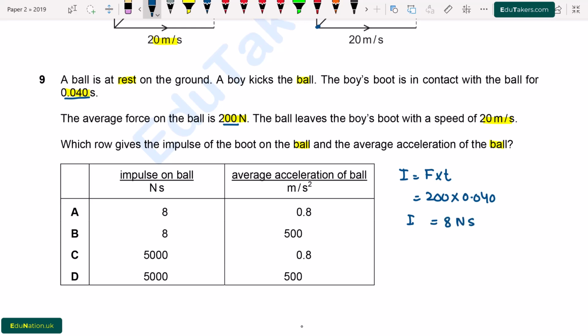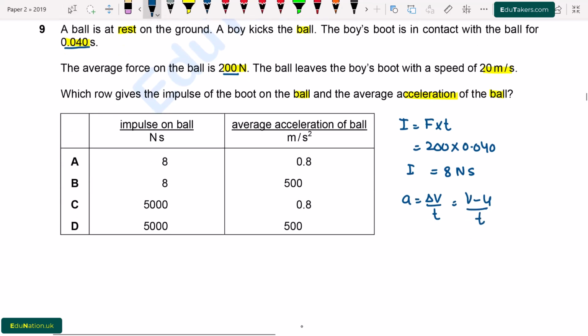Next we also have to find out the average acceleration. According to the definition of acceleration, a is equal to delta v over t, where delta v is the change in speed, that is (v minus u) over t. Here the speed is given 20 meter per second, minus the initial speed is 0 because the ball is initially at rest. So here it will be 20 divided by 0.040. So the value of average acceleration will be equal to 500 meter per second square.